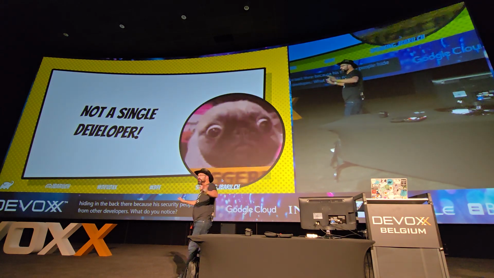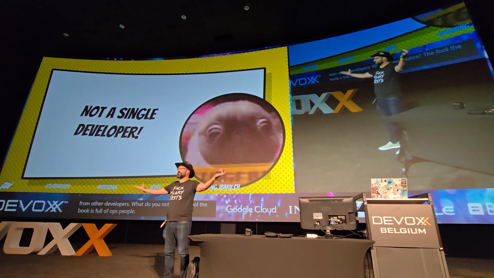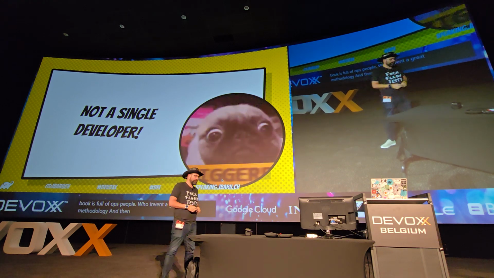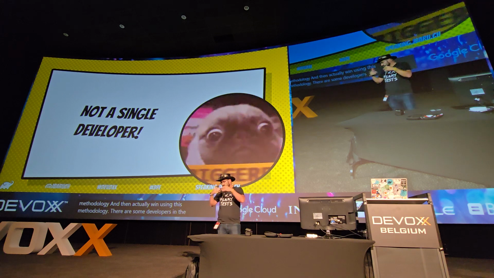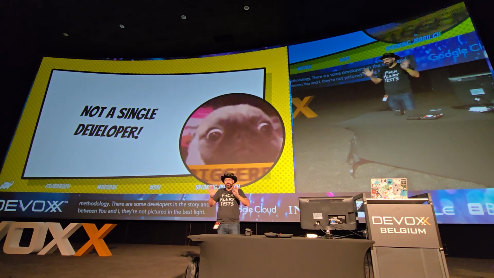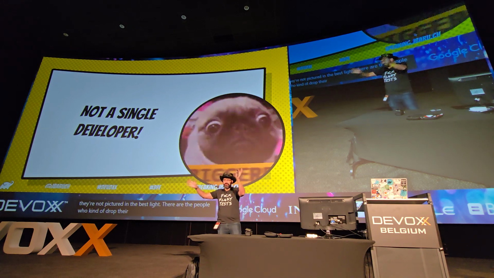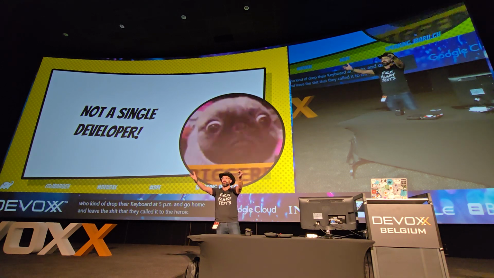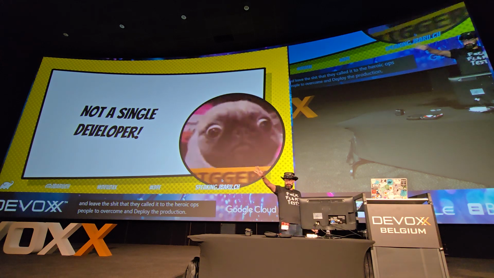The book is full of ops people who invent a great methodology and then actually win using this methodology. There are some developers in the story, and between you and I, they're not pictured in the best light. There are the people who kind of drop their keyboard at 5 p.m. and go home and leave the shit that they coded to the heroic ops people to overcome and deploy to production.